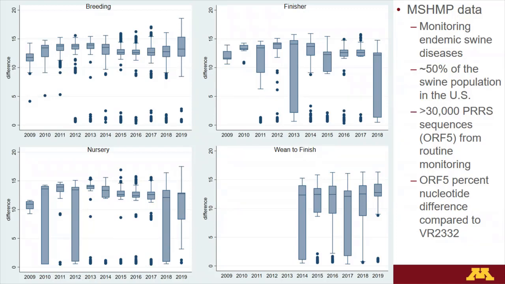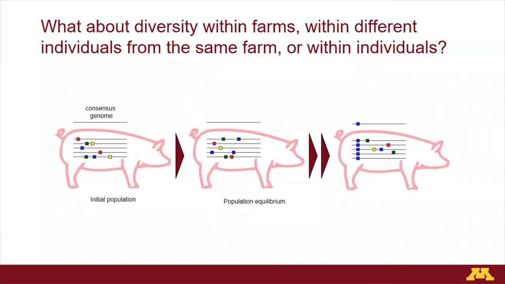And we can see here that in breeding groups, the range in difference that we found was much narrower than what we found in the nursery, finisher, or wean-to-finish sites. So that indicates that perhaps we do have a more diverse viral population in those types of sites. However, what about diversity within farms?